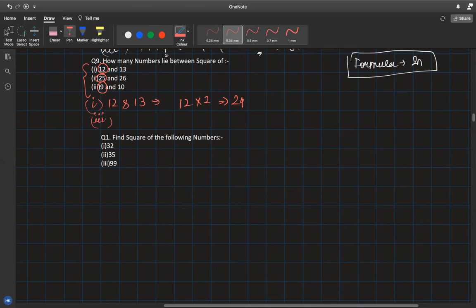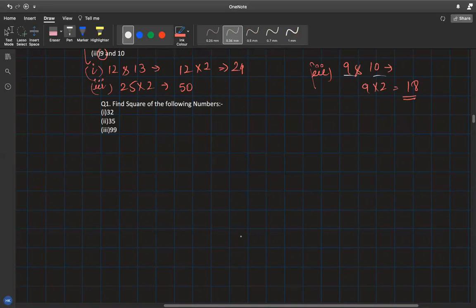The second part says 25 and 26. Multiply 25 into 2, which is going to give you 50. So there are 50 numbers between the square of 25 and 26. Then take the third part. The third part says 9 and 10. What are you going to do? 9 into 2 gives you 18. So 18 is the total number of numbers which lie between the square of 9 and 10. Okay, so this was a simple trick.